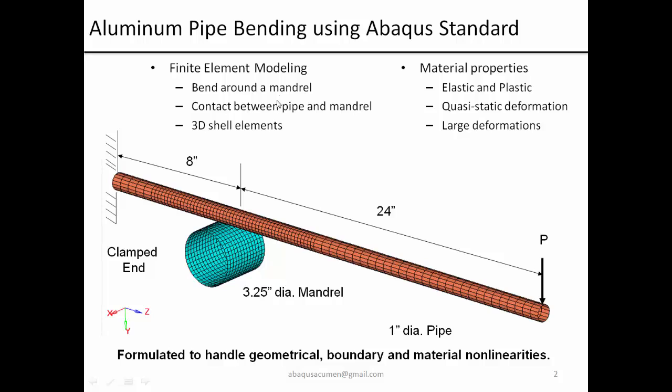So for the finite element modeling, the approach we are going to take is to define a contact between pipe and mandrel. We are going to use 3D shell for this problem, mainly S4. This problem will have an elastoplastic material model, so that we can have some hands-on learning on how to define a material nonlinearity. This is a quasi-static large deformation problem, so it is formulated to handle geometric and material nonlinearity. To save everybody's time, we already have this mesh model, so we are going to start with importing a mesh model.